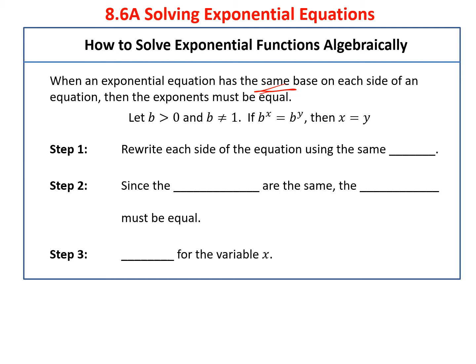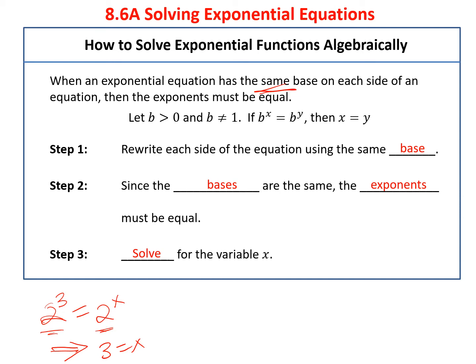For example, the first thing we want to do is rewrite each equation using the same base. And now, since the bases are equal, the exponents must be equal, so we can solve for x. The key here again is, if I have 2 to the third power equals 2 to the x, notice the 2's are the same, I know then that 3 must equal x. If the bases are equal, then the exponents are equal.